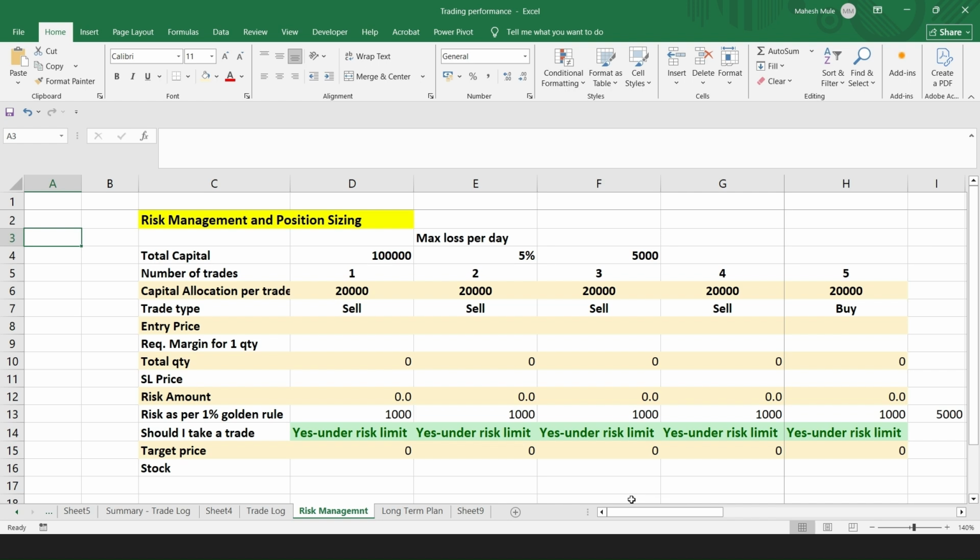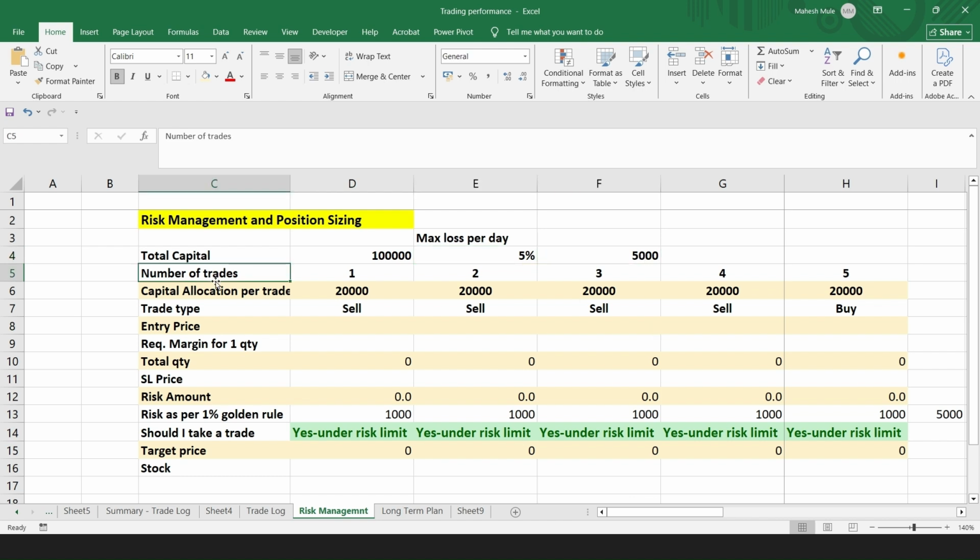This is the risk management and position sizing template. So let's go deeper into this. Here, if you see what I have mentioned, suppose you have a total capital of 1 lakh rupees. Okay. So, what should be my daily max loss limit? I keep my daily loss limit to 5%. So whenever my 5% daily max loss hits, I will stop taking the trades. Okay. So here if you see, 5% of 1 lakh is around 5,000 rupees. Okay.